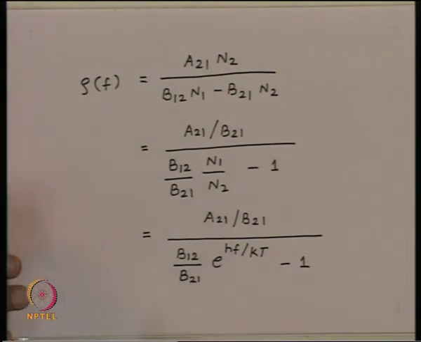So, this simple exercise of balancing the three processes, the spontaneous process, the absorption process and the stimulated process, says that there is a net photon flux from this material, which is at temperature T, and the photon flux density is given by this expression here.